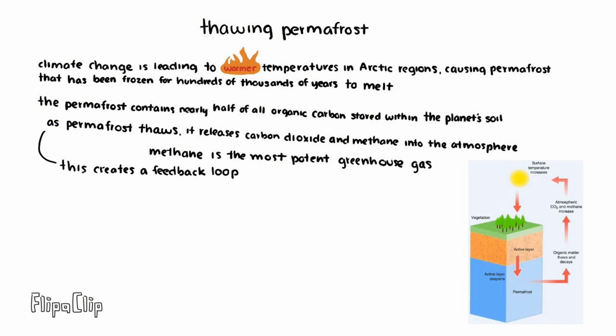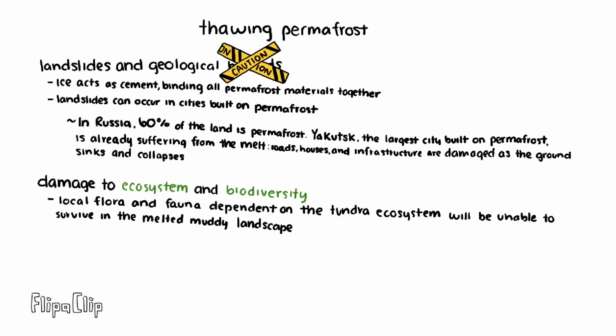So, climate change is causing warmer temperatures, especially in the Arctic, and the permafrost contains nearly half of all organic carbon stored in soil. So, when it thaws, it releases CO2 and methane into the atmosphere, and this creates a feedback loop, as we can see in the diagram in the corner. The thawing of the permafrost can cause landslides and other geological hazards in addition to damaging ecosystems and biodiversity.